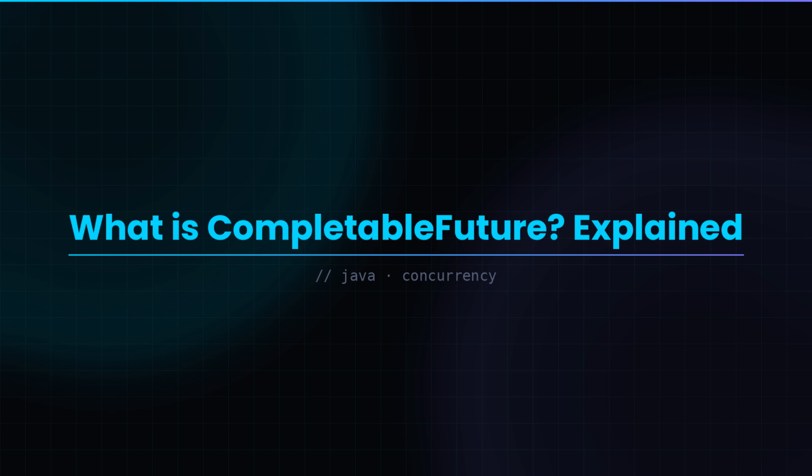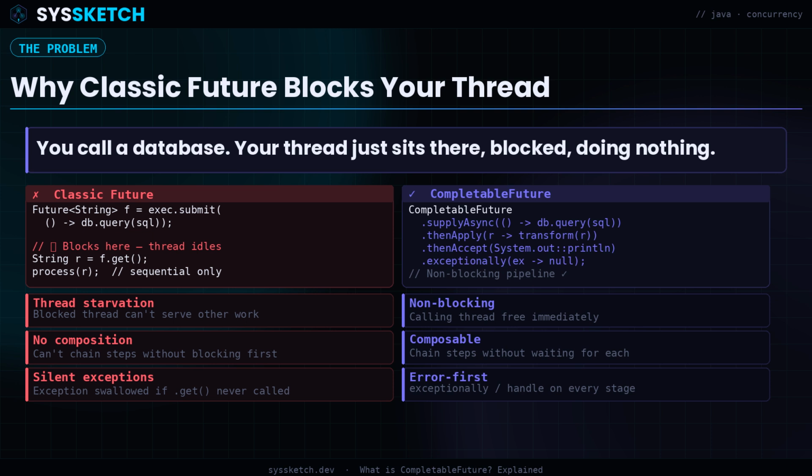It lets you describe what you want to happen after each step completes without blocking a thread to wait for it. This video explains exactly how it works, why it was designed the way it was, and when you should actually use it. Think of a future as a promise, a placeholder that says a value will be here eventually.